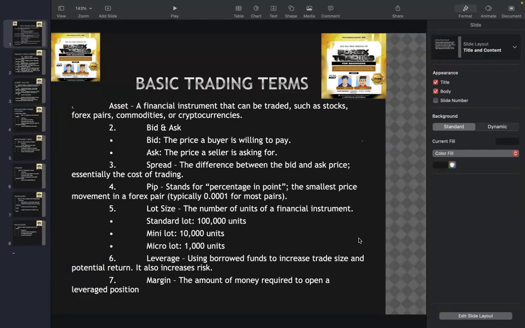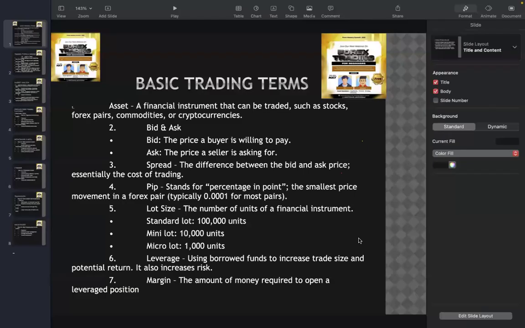So we have lot size. Lot size is the number of units of a financial instrument. Lot size will determine how heavy you are going into the market, how much you are willing to risk in that market. It is one of the most important things you have to know. You can't have $100 capital and start using one lot size. You just have to know what lot size to use for what capital.